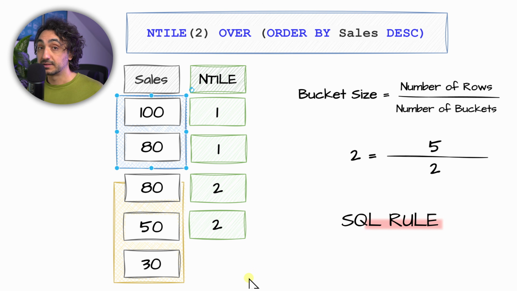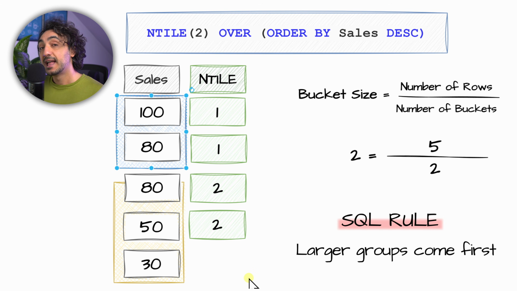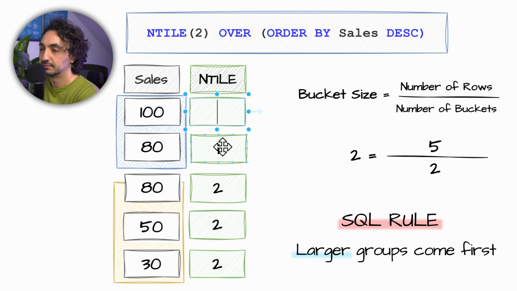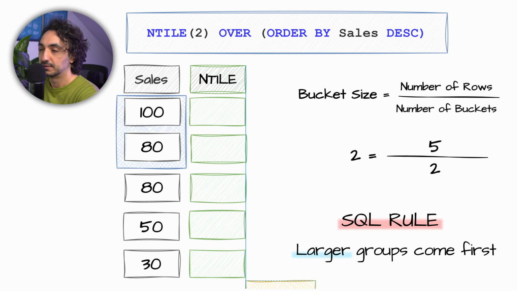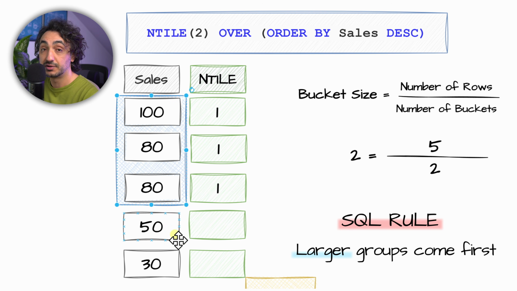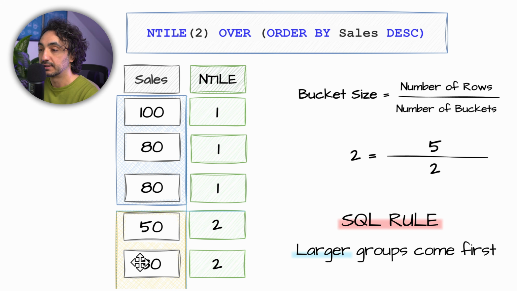So now the rule in SQL makes it very clear. It says larger groups come first, then smaller. So that means if we have an odd number like this, the larger group is going to be the first group. It's going to reset everything, so let's see what's going to happen. The first one is going to be 1. The second one is 1. The third one is going to be 1 as well. So it has a larger bucket than the second one. Then the rest are going to be 2. So as you can see, the larger group comes first, then the smaller.